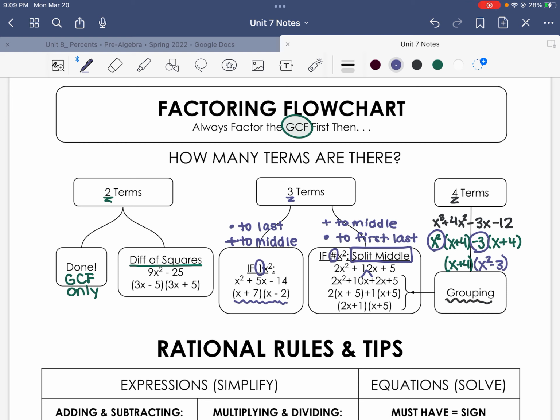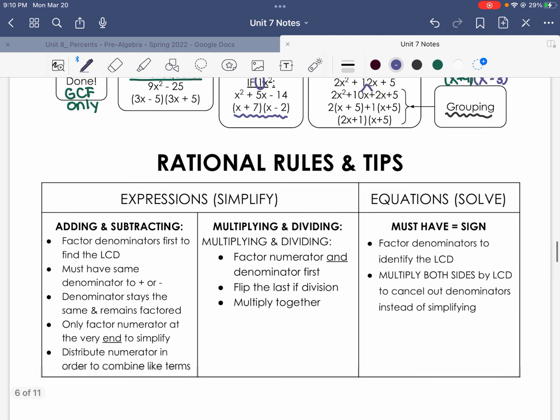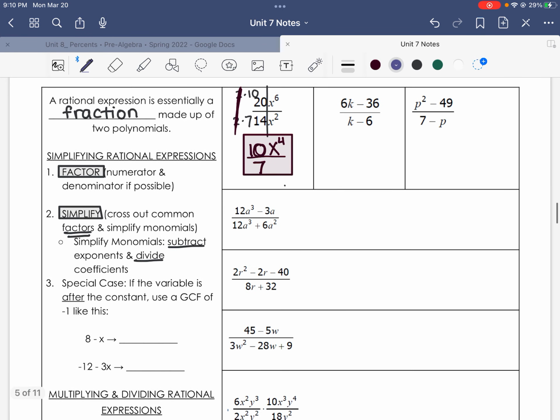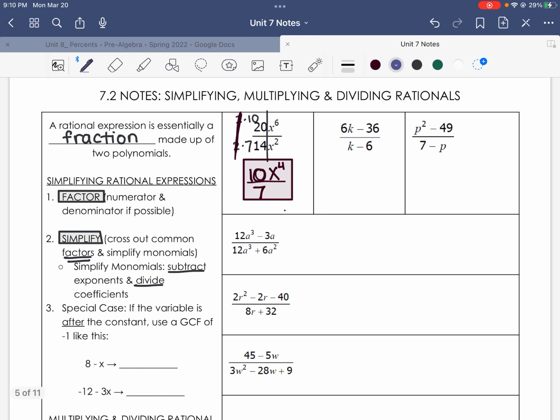And those are your types of factoring: 2 terms, 3 terms, and 4 terms. I'm also going to go through them as I see them in each problem. Just know that I put this factoring flowchart back here for you. There are also some rules and tips at the bottom. Those aren't going to make as much sense if we haven't done the notes yet. So keep those in your back pocket for a second and flip back to the front side with me.